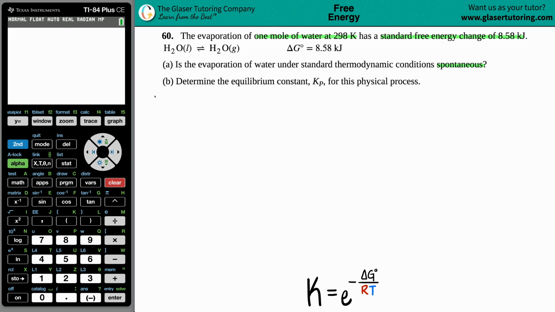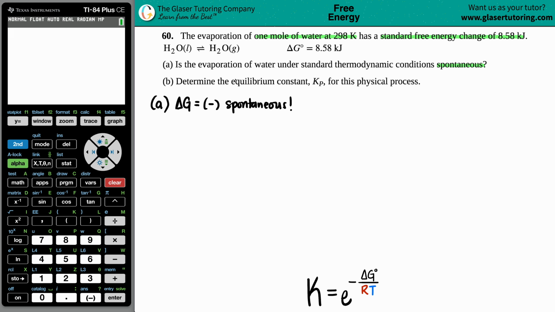All right, so let's just address letter A first before we get into B. Basically they're saying, is this process, the evaporation of water, vaporization, liquid to gas, spontaneous? Well, remember, there's only one quantity that will tell us if a reaction is spontaneous or not, and that's the Gibbs free energy, which is delta G. Now, if we want it to be spontaneous, delta G has to be a negative value.